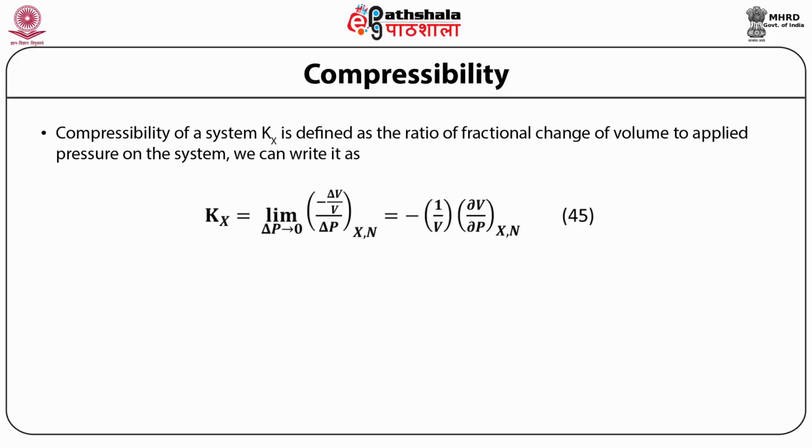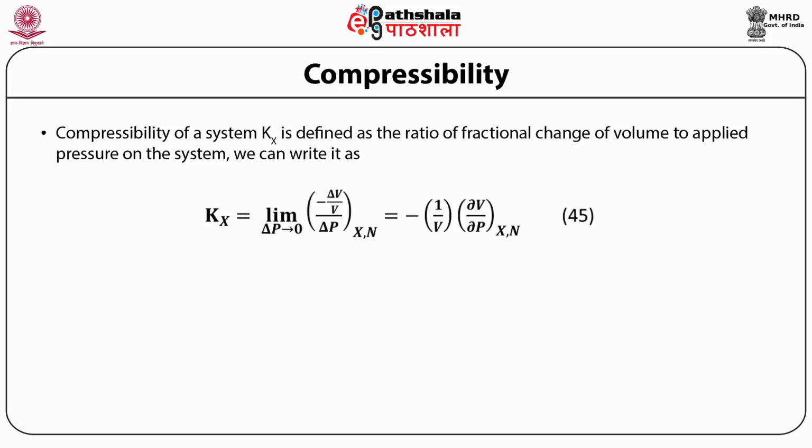Compressibility of a system Kx is defined as the ratio of fractional change of volume to applied pressure on the system. We can write it as Kx is equal to limit delta P approaching 0 of minus delta V upon V divided by delta P at constant x and constant number of particles, which is equal to minus 1 upon V delta V upon delta P at constant x and constant number of particles.